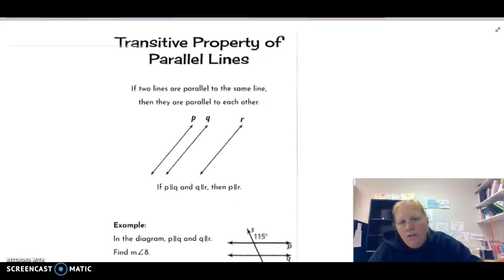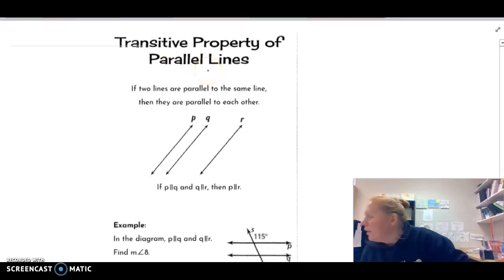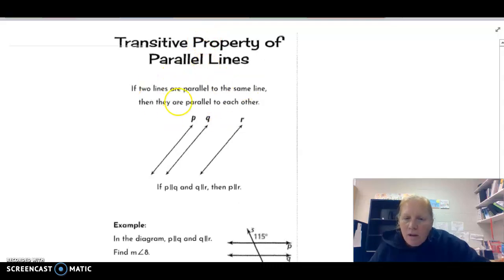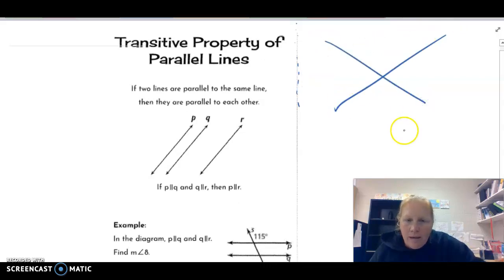All right, let's go over the transitive property of parallel lines. This is like a half sheet. This is what it looks like. Like I said, it's just a half sheet, so we're just going to cut along this dotted line right here and throw it away. We don't need it. We're just going to paste this half sheet in our interactive student notebook.